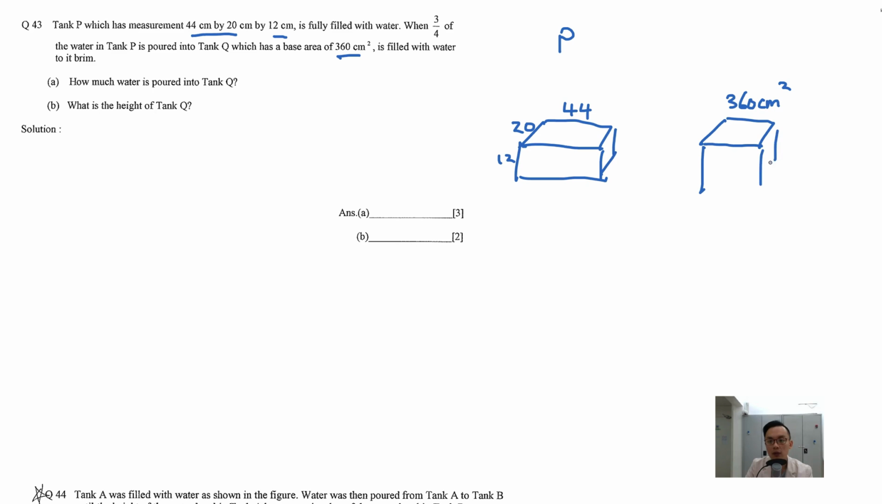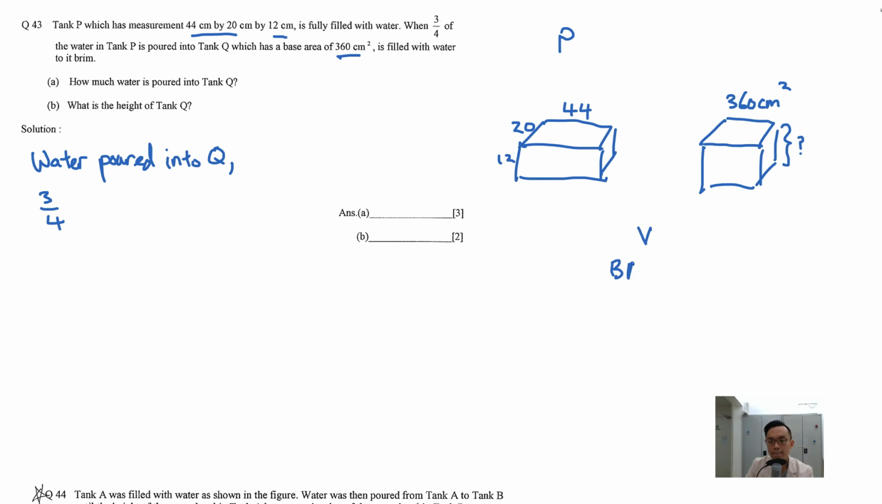And you fill it to the brim. So what is the height? Okay, let's find out how much water is poured into tank Q. So water poured into Q is 3/4. So let's draw the triangle, very important.